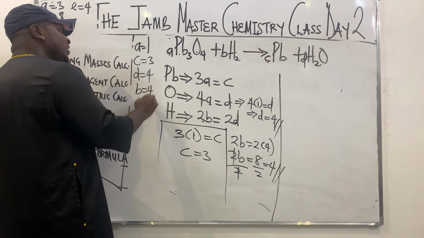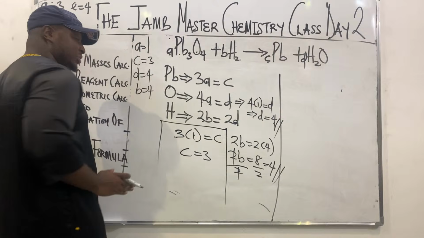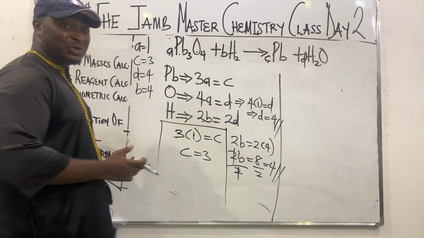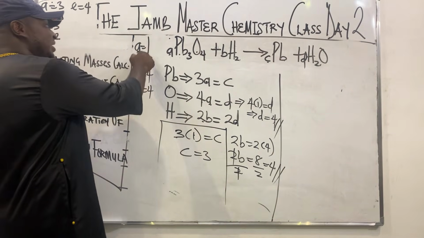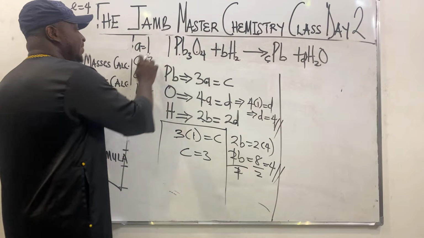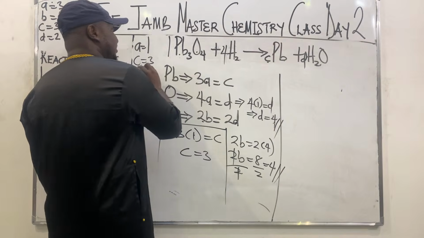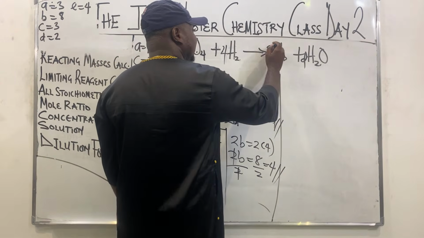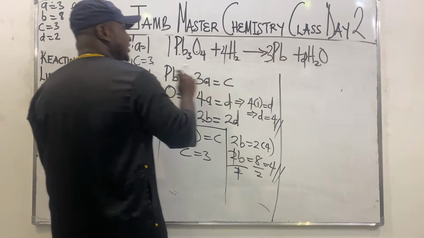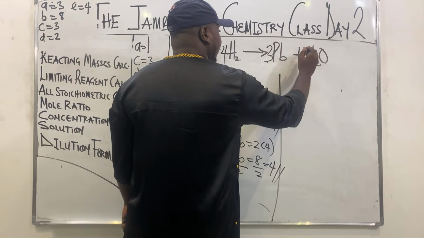Class, this is the first question we have solved that did not give us any fraction. So no need to multiply by denominator. Just enjoy. So A is 1, replace A as 1 here. B is 4, replace B as 4. C is 3, replace C as 3. And D is 4, replace D as 4.